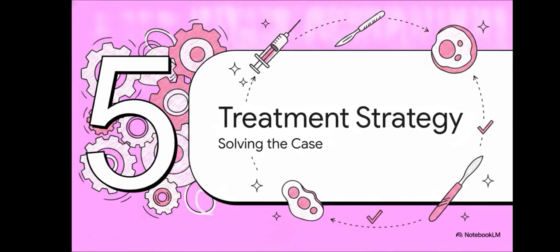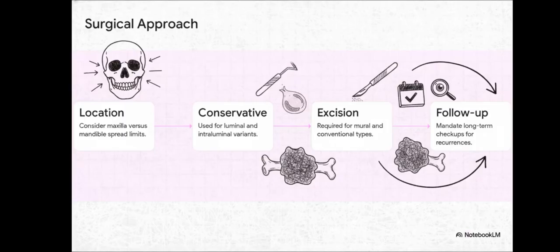Let's talk about the treatment of ameloblastoma. Because of the varying aggression we just explored, our treatment has to be highly strategic. First, we assess the location. The cancellous bone of the maxilla facilitates spread, whereas the dense cortical plates of the mandible can actually limit it. Next, we tailor the surgery. There's general agreement to use conservative treatment, like curettage, for simple luminal or intraluminal unicystic variants.